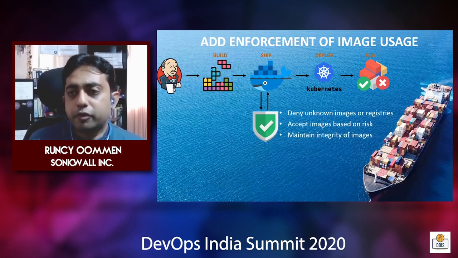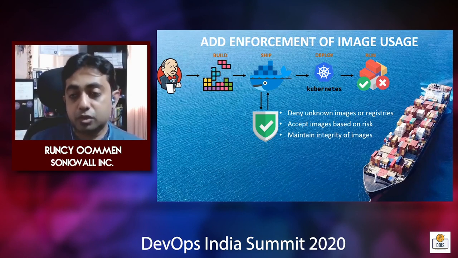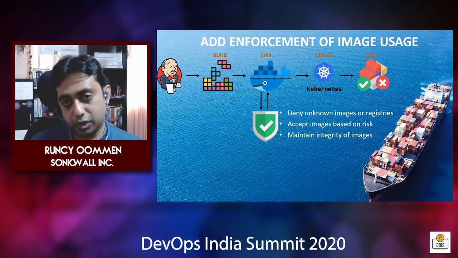And you have to add enforcements to the image usage, and that comes in the shipment, in the ship phase, where you have to deny the unknown images. You need an audit trail or a ledger of the images that could be accepted within the organization based on the risk categorization. This ensures the integrity of the images. You can have automation to make sure that the checksums are checked against known checksums, and this adds the enforcements in terms of image usage.